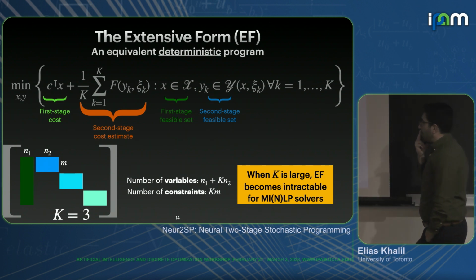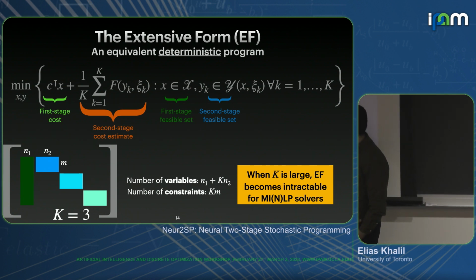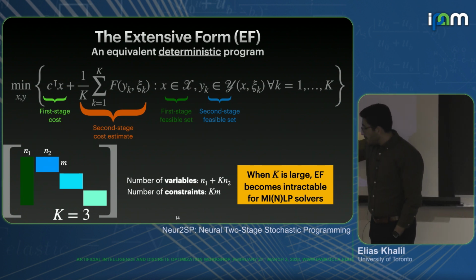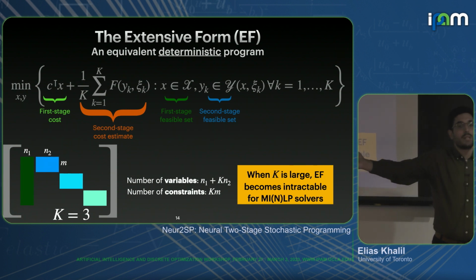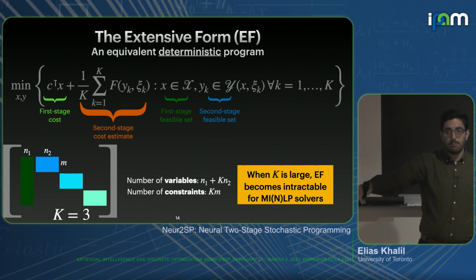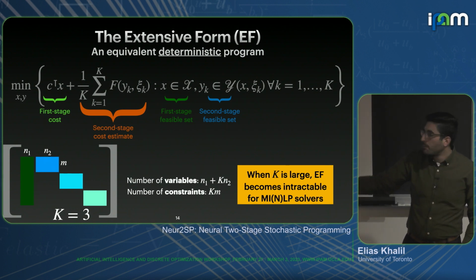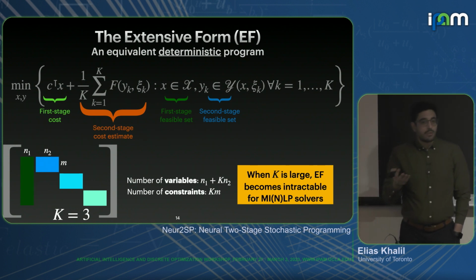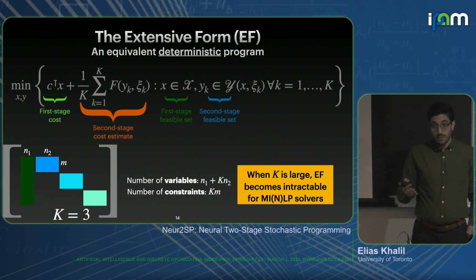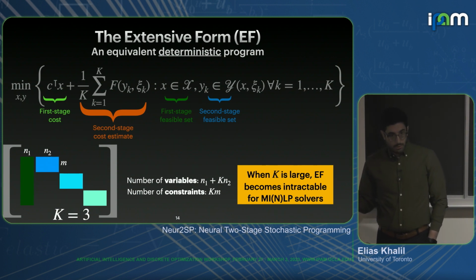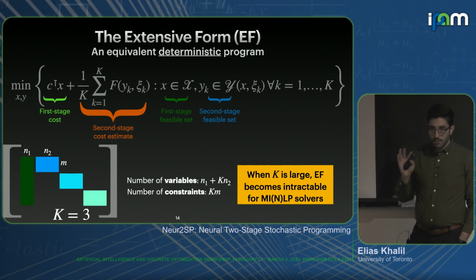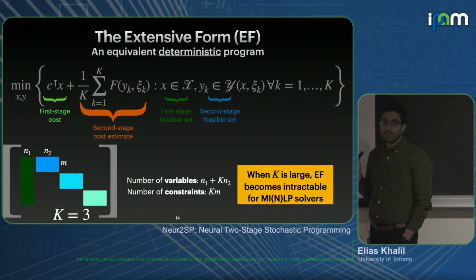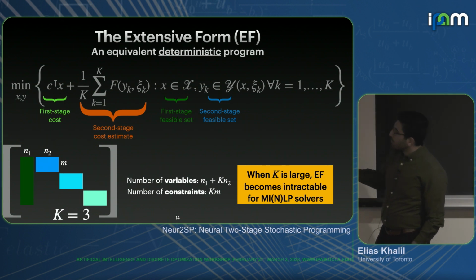Okay? Now, if you can write this sample average approximation problem using this extensive form, you can pass this to a deterministic solver. Okay? This might be a mixed integer linear program if all your variables are mixed integer and constraints are linear. It might be a mixed integer nonlinear programming solver. Okay? But the main idea is you have it in deterministic form. So you've gotten around the randomness part. Except, of course, the size of the problem can become very big.